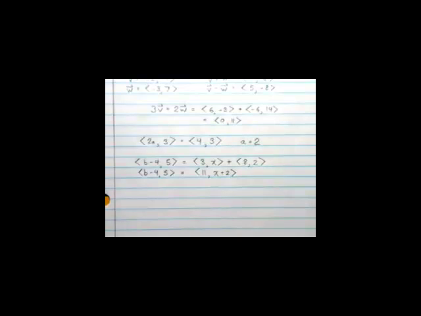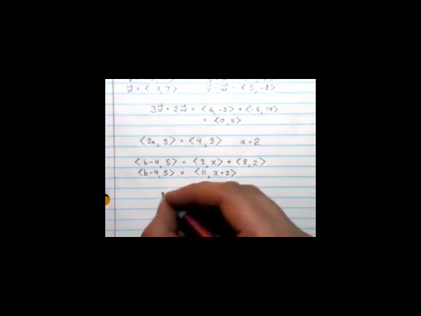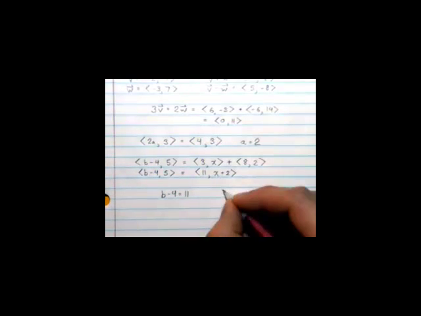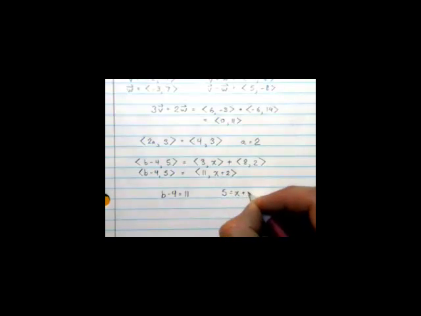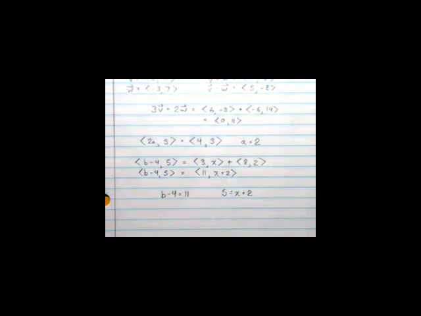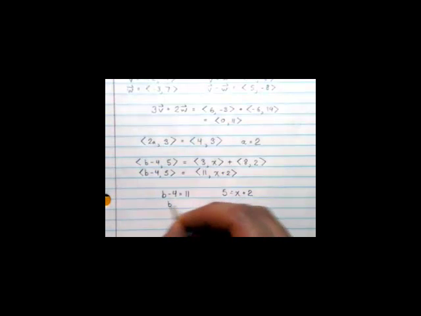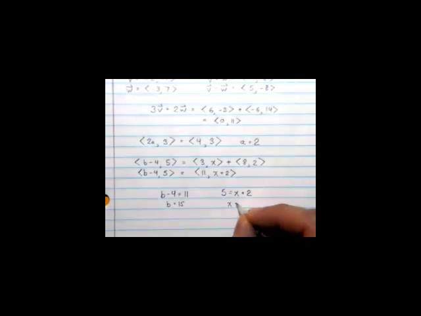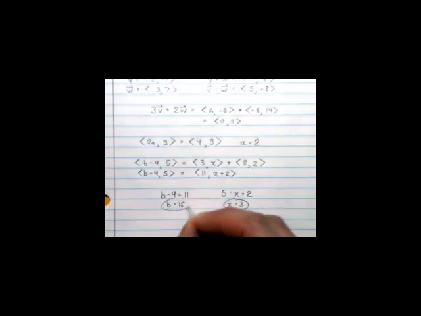Okay. So, can we do this now? Perfect. So b minus 4 equals 11, and 5 is equal to x plus 2. Okay, so what's the value of b then? 15, good. And the value of x? 3, yeah. Good, okay. Feeling comfortable with vector equations? Good, we're moving on. I didn't figure I needed to spend a lot of time with that sort of thing.